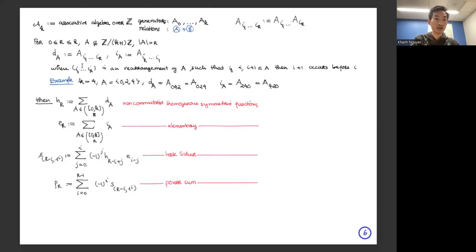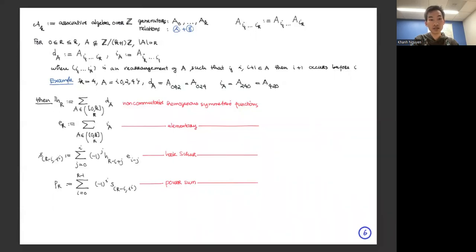And now we can define the non-commutative homogeneous symmetric function HR by taking the sum of all elements dA, where A are taken from the subsets of the interval 0 to K of cardinality R. Similarly, we can define the non-commutative elementary symmetric function ER by the same formula for HR, but I replace the element dA here by IA.